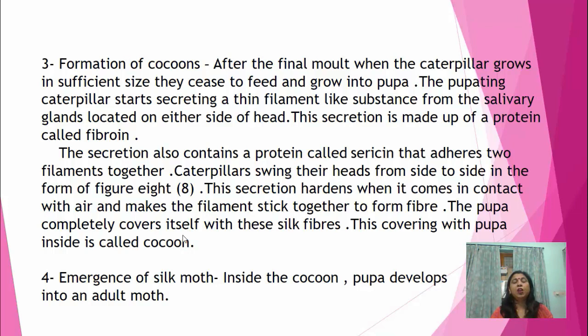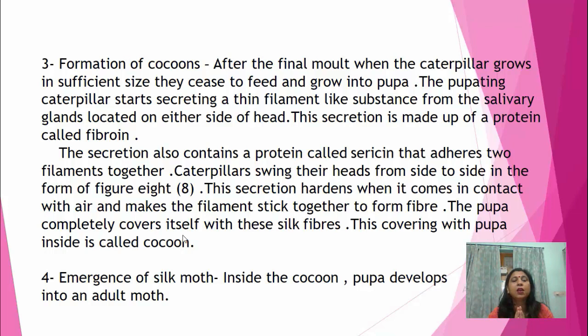Now, during this process of secretion of these filaments and the adhering of these filaments together by the protein sericin, this figure 8 formation leads to the pupa being completely covered with these silk fibers. Means is tarike se pura jo pupa hai pura silk fibers se cover ho jata hai. And this covering, the pupa with the silk fiber, is known as cocoon.